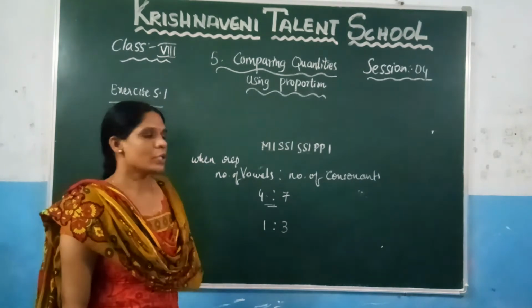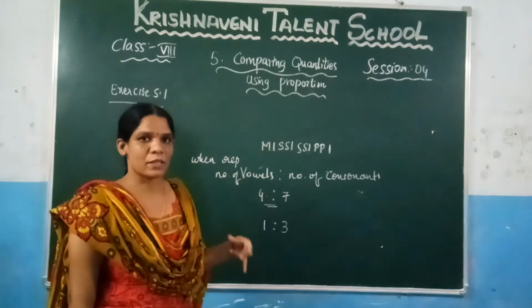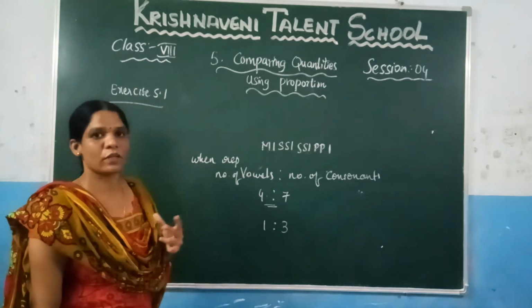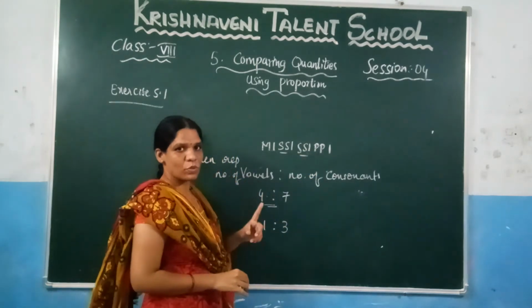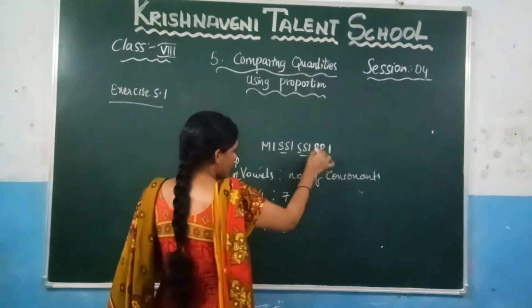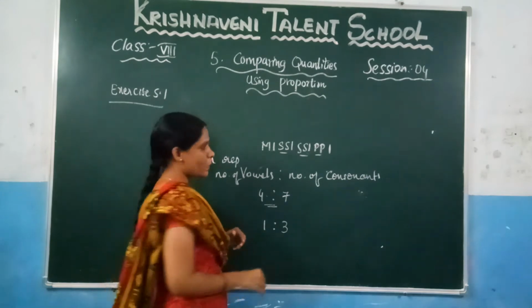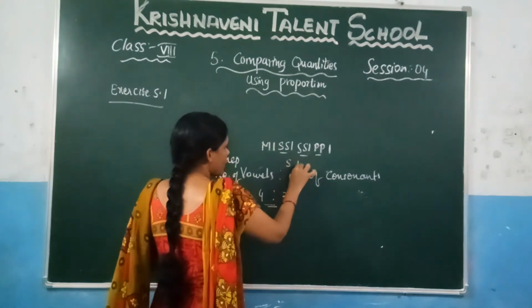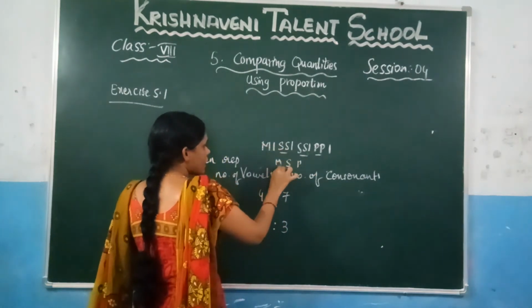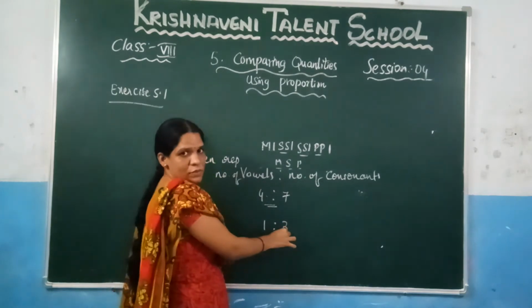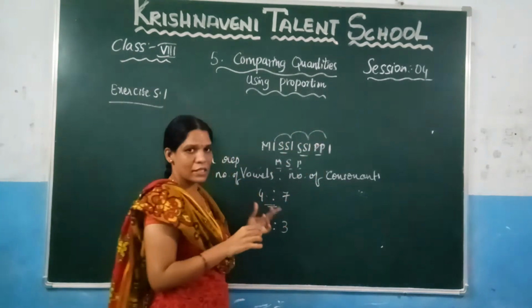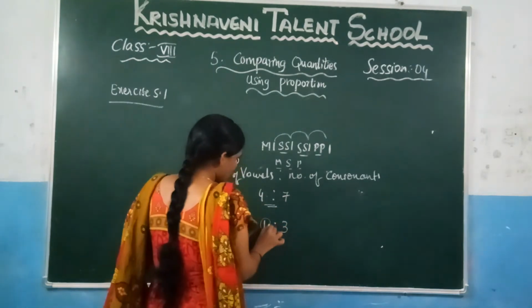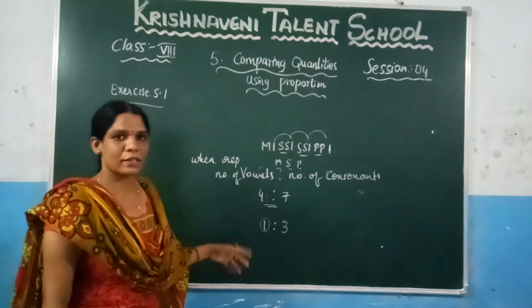That means if a letter is repeating further, you need to take it only once. Here 4 S are there, you need to consider it as only S. And here 2 P's are there, you need to consider only 1 P. So you will get S, P and M. These are the consonants, which is 3. And you can observe that I is the only vowel in this word. So you can say that is 1:3. Like that you can find.